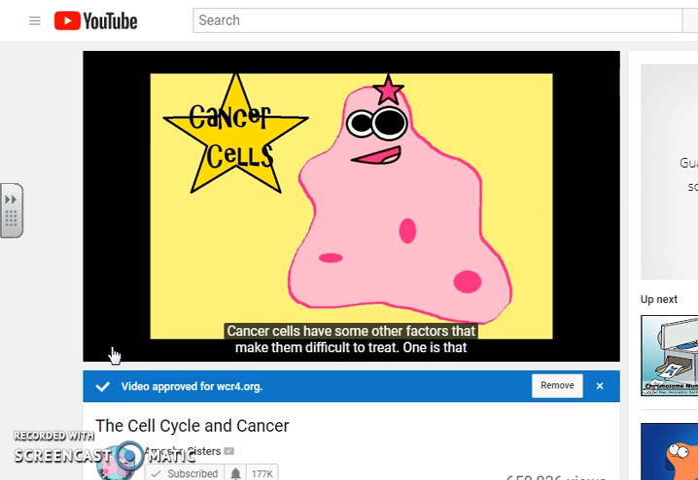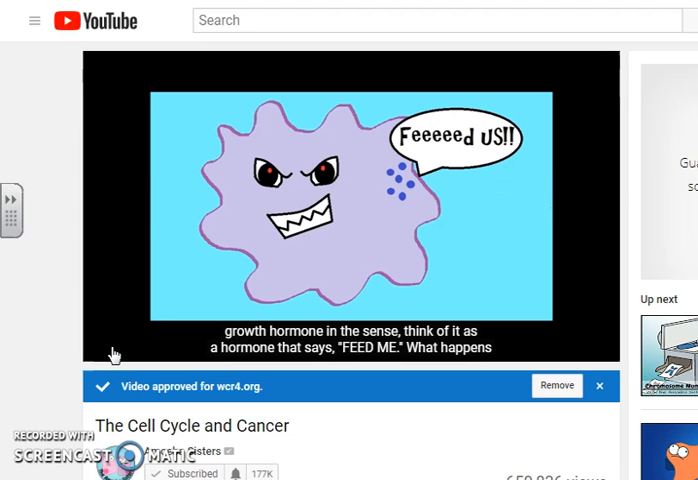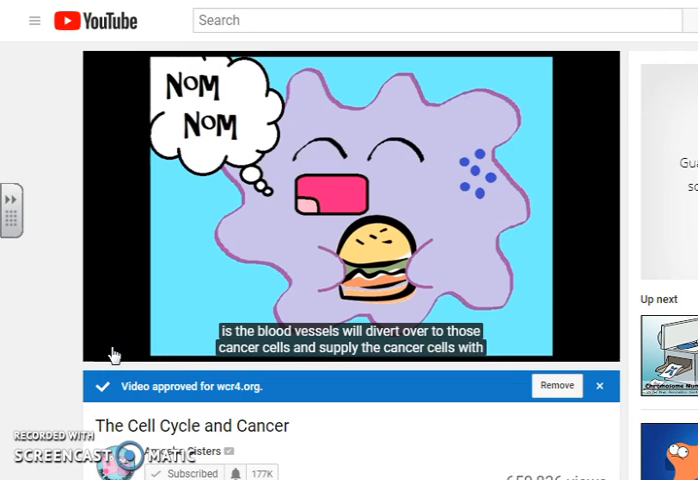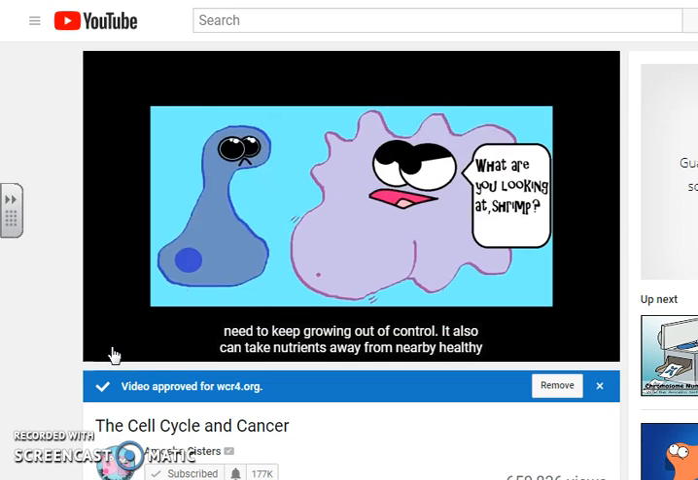Cancer cells have some other factors that make them difficult to treat. One is that cancers have the ability to secrete their own growth hormone. This is very bad because growth hormone, in a sense, think of it as a hormone that says, feed me. And what happens is the blood vessels will divert over to those cancer cells and supply the cancer cells with nutrients. This is not good because this means the cancer cells will have the nutrients they need to keep growing out of control. It also can take nutrients away from nearby healthy cells.